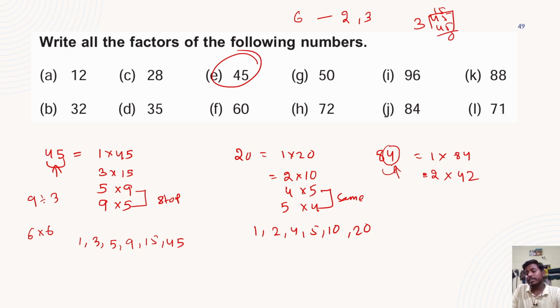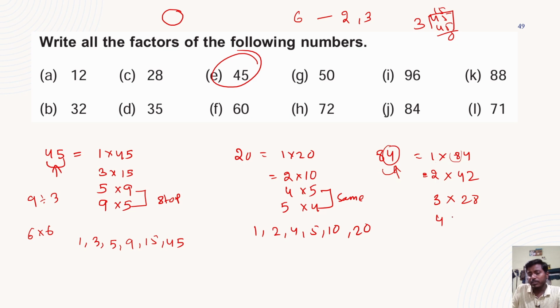Then is 84 divisible by 3? Yes, because 8 plus 4 is 12, and 12 means divisible by 3. So 3 into 28. Now is this number divisible by 4? Yes. Actually, the rule of 4 is the last two digits in the 4 table. But this is a bigger number, that's why we simply divide.